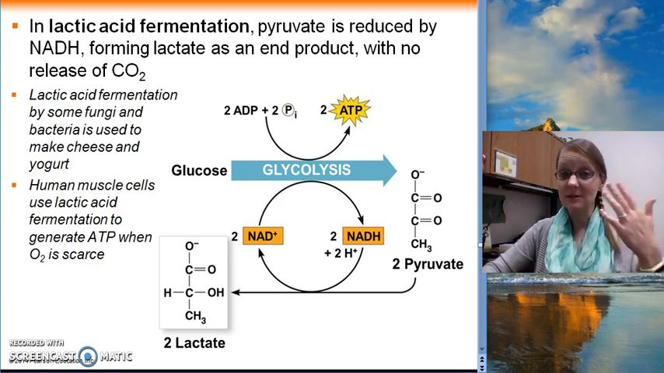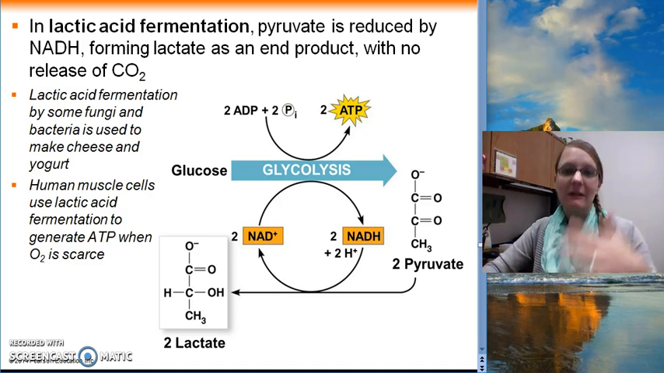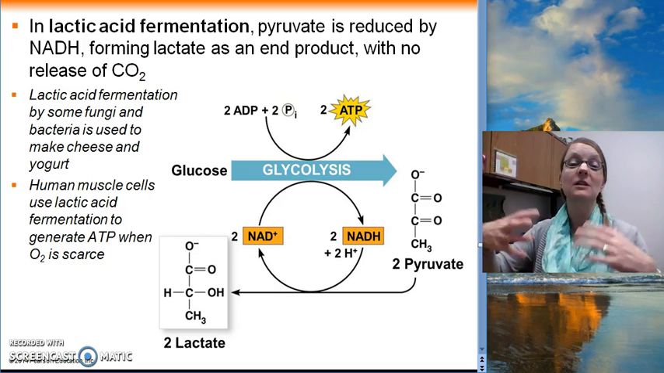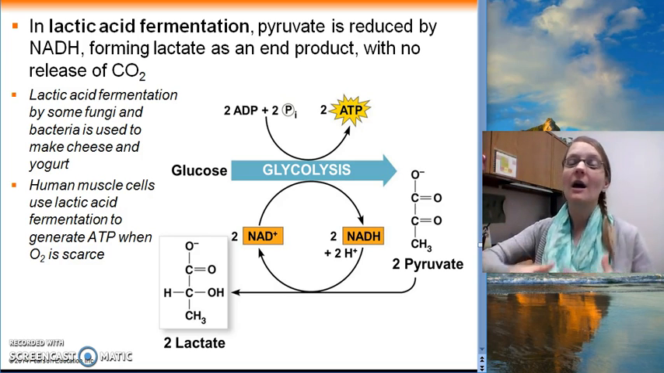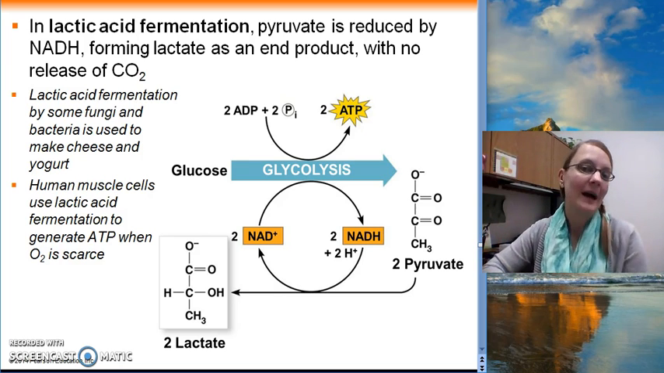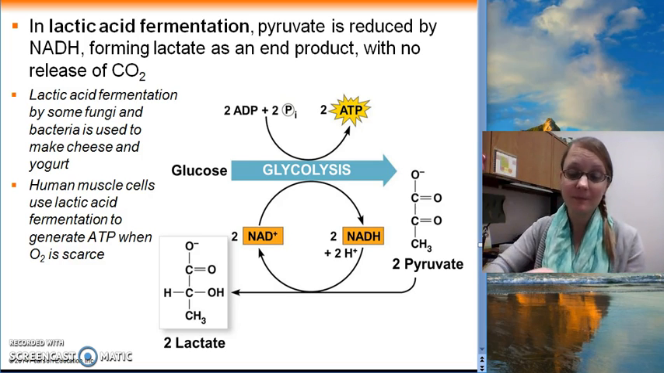And your muscle cells continue to do this, making a little bit of ATP, allowing you to keep going, until all of a sudden now you're huffing and puffing, and your breathing rate increases to accommodate that need for oxygen. Oxygen starts to flow back to your muscles, and now your muscle cells can go back to doing the much more efficient cellular respiration.